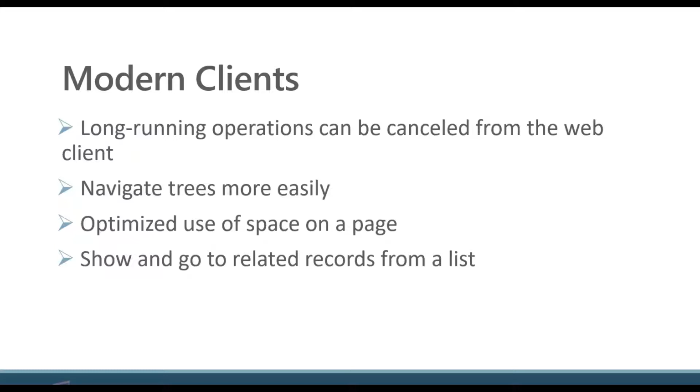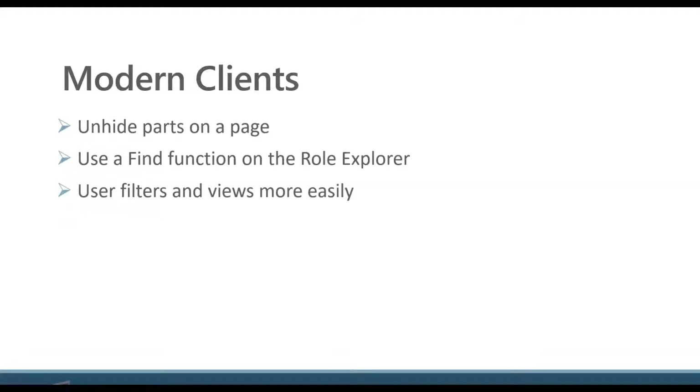Show and go related to records from a list. This is some additional functionality when I'm looking at a list view. The ability to navigate to the underlying record is much faster.